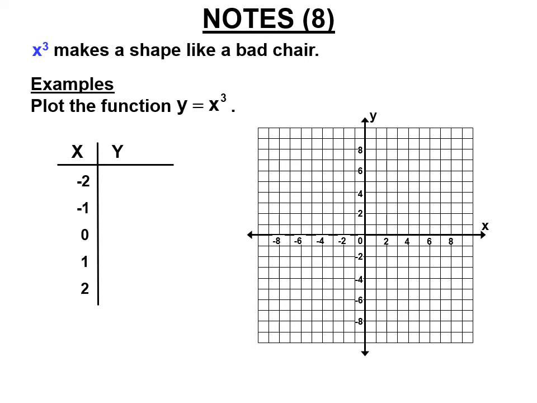All right, so x cubed does not make a parabola. The shape doesn't have a name. I've made up a name, bad chair, because if you sit in this chair, you're going to fall out. Let's see that. So y equals x cubed.